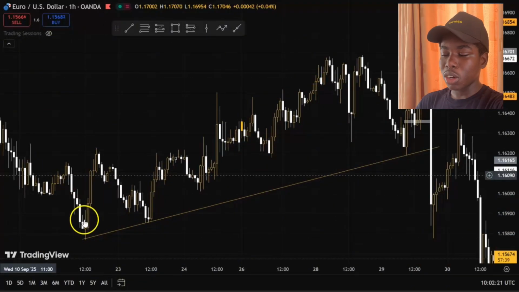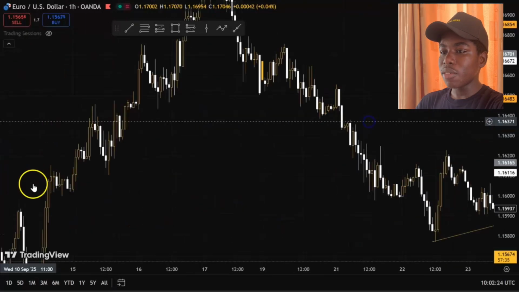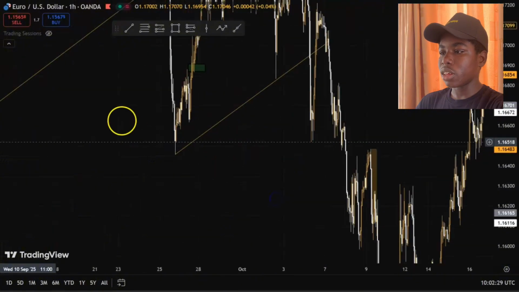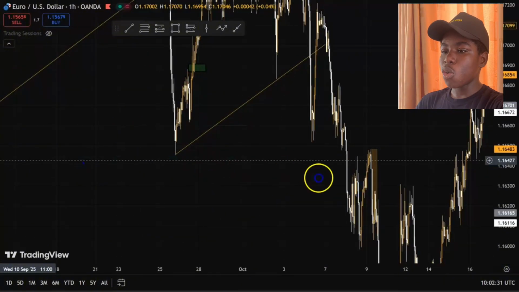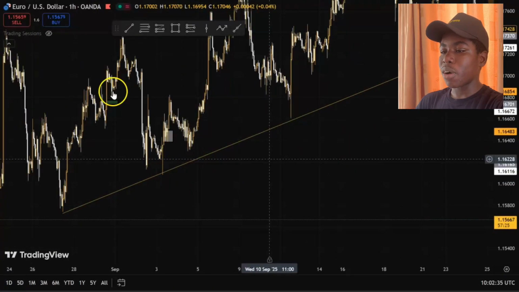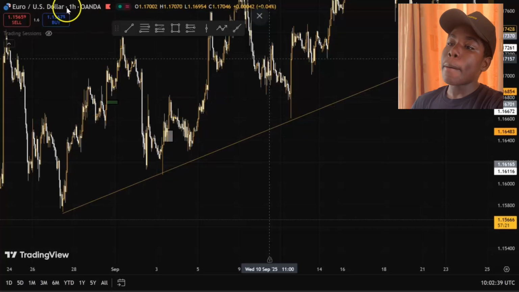Just stick to one trend line, like this massive trend line here, or even this massive trend line here. Just stick to one trend line. This reduces the analysis paralysis that most traders get when they trade trend lines.